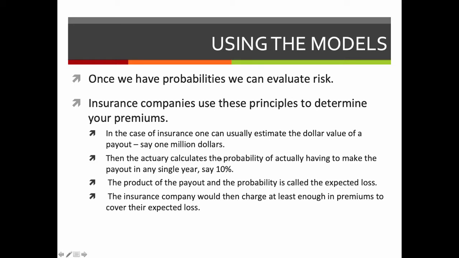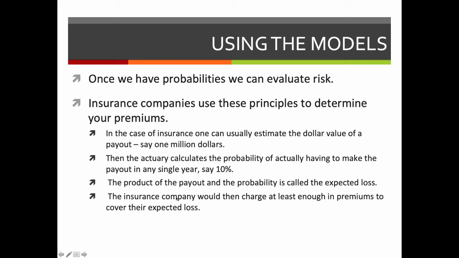And then the actuary calculates the probability of actually having to make the payout in any single year. Let's say it's a 10% chance. We can use the same table. The product of the payout and the probability is called the expected loss. It's a dollar value. It's the expected loss, but it's a risk-weighted concept.